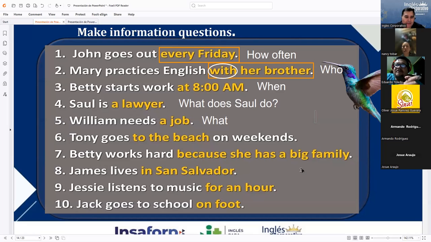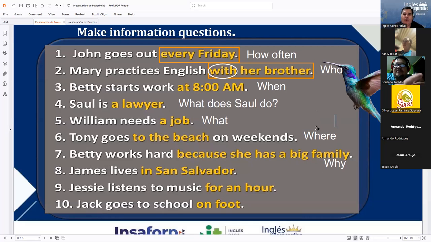Excellent. All right, seven. Betty works hard because she has a big family. And then what do you say here? Why does Betty work hard? Perfect. Work hard. Excellent. So we're going to put this one here. A big family. Exactly, because she has a big family.